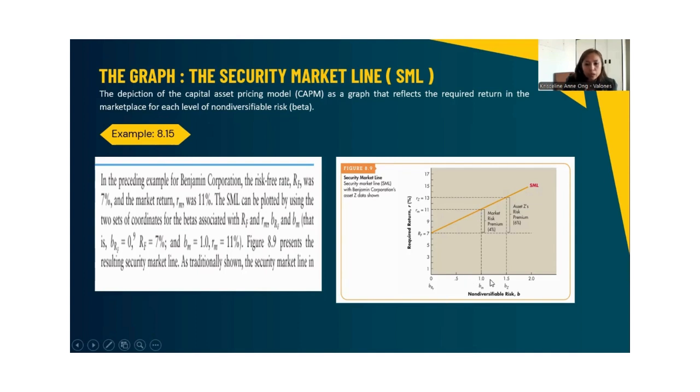When you have a beta of 1, the required return is 11%. But if you have a beta of 1.5, the required return is 13%, because in the rules, the higher the beta, the higher the return.